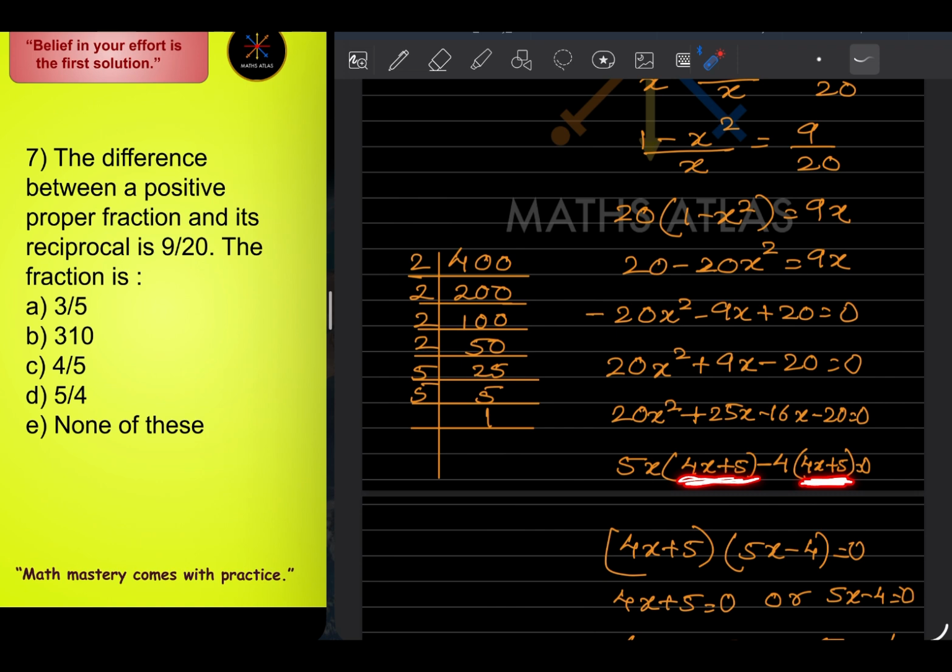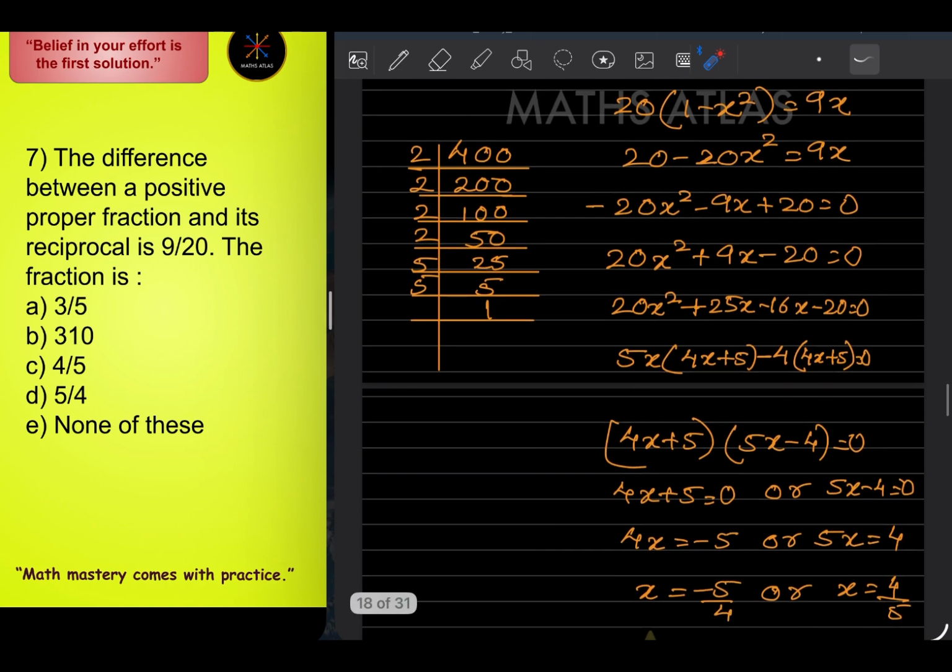If it is not the same, it means we have done something wrong. So 4x plus 5, and this will be 5x minus 4, is 0. So now this says that this is equal to 0, or this will be 0. So this is what I have written here. We have to find the values of x.